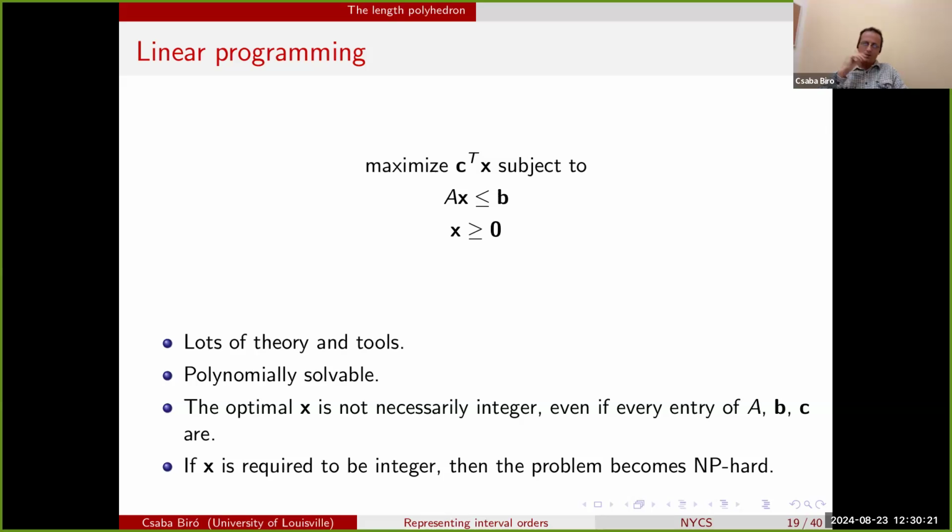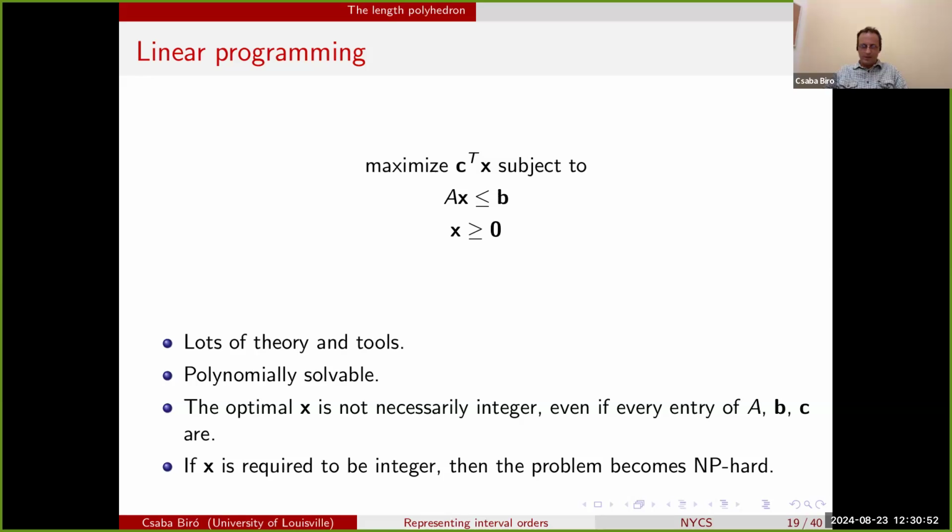This is one standard way of phrasing a problem. You have a set of linear inequalities, which is this Ax less than or equal to b. And you know that the vector x is non-negative, so every component of the vector is non-negative. And you are trying to maximize c transpose x, which is really just a linear function of the variables of the vector x. You try to maximize that subject to these two conditions.